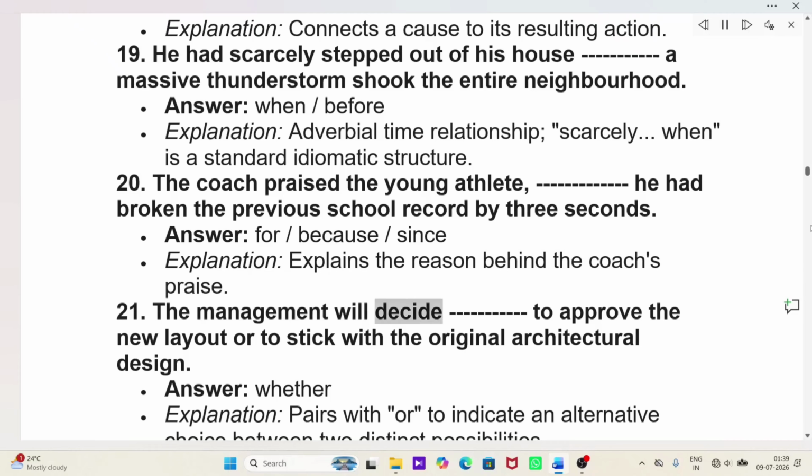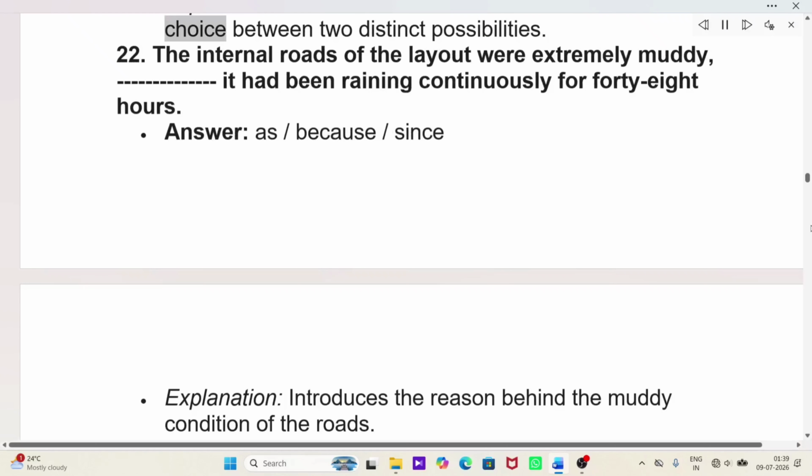21. The management will decide to approve the new layout or to stick with the original architectural design. Answer: whether. Explanation: pairs with or to indicate an alternative choice between two distinct possibilities.